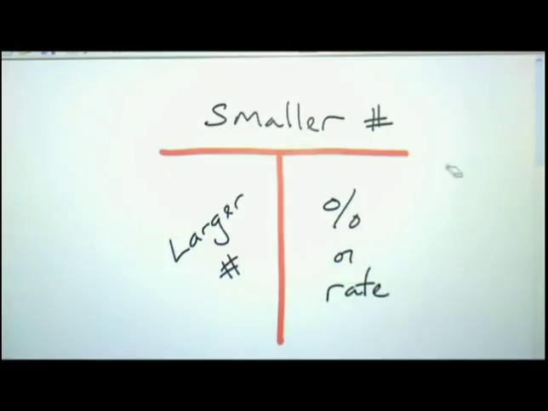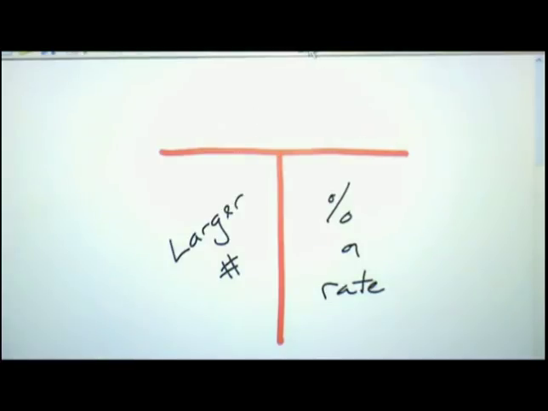Again, anytime that I have a number on the top and a number on the bottom, all I need to do is divide the top by the bottom. So if I was missing the percent or rate, and I had the smaller number and the larger number, I could divide the smaller number by the larger number and come up with the percent or rate. Now if I have two numbers on the bottom, in other words I'm missing the top number or the smaller number, in order to find the smaller number, all I need to do is multiply the two bottom numbers. So I would multiply the larger number by the percent or rate, and that would give me the smaller number.